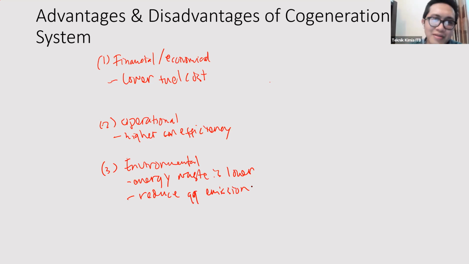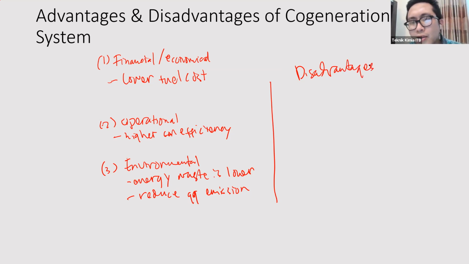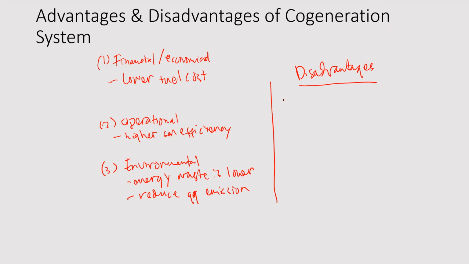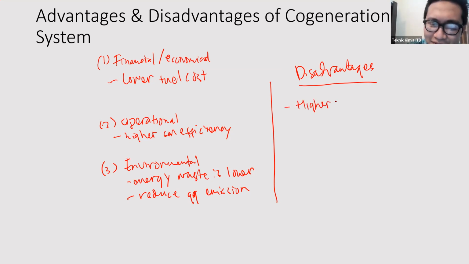Okay, but however, there are still disadvantages of conducting cogeneration systems. So anyone want to guess what the disadvantages are if we perform cogeneration systems in, for example, a power plant? Higher upfront cost, sir, and higher operational cost because there is more equipment to maintain. Okay, higher operational costs because there are a lot of things that you need to maintain. Any other thoughts?